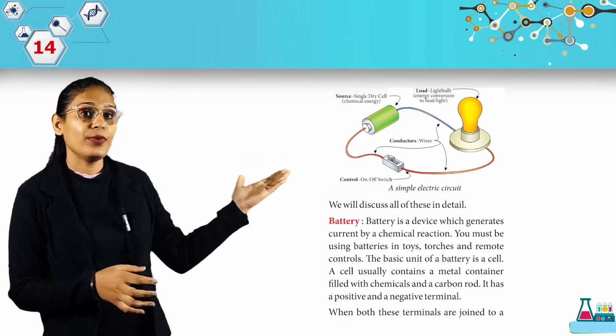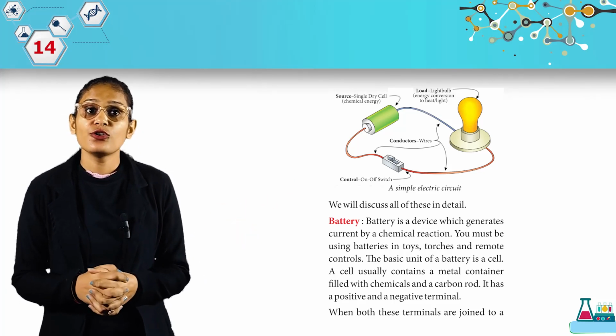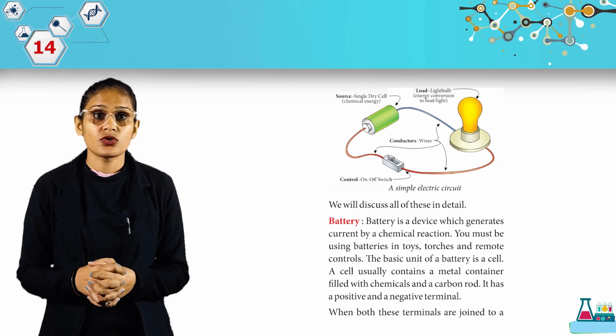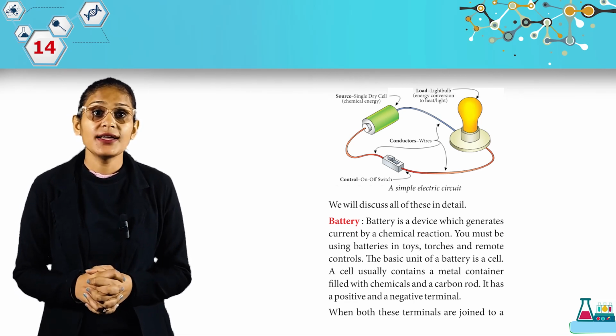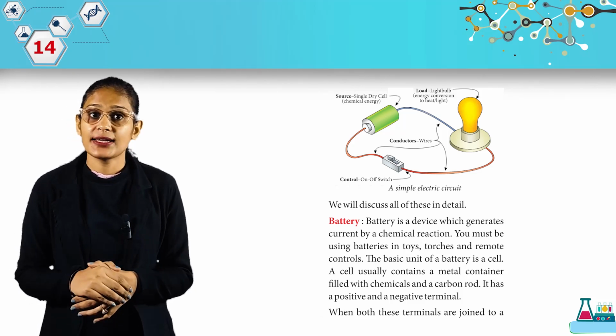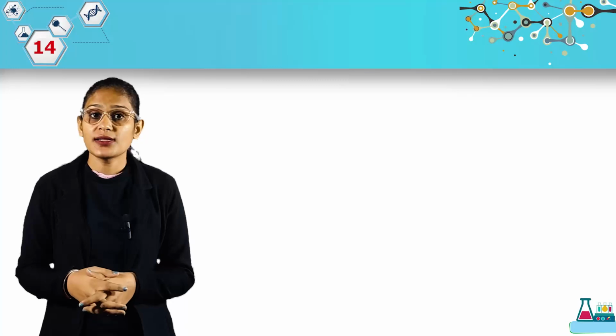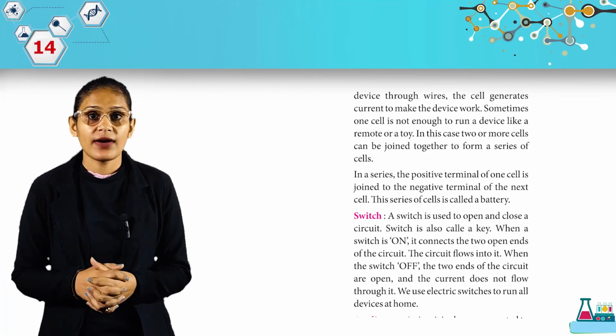Here we have battery. Battery is a device which generates current by a chemical reaction. You must be using batteries in toys, torches and remote controls. A cell usually contains a metal container filled with chemicals and a carbon rod. It has a positive and a negative terminal. When both these terminals are joined to a device through wires, the cell generates current to make the device work.